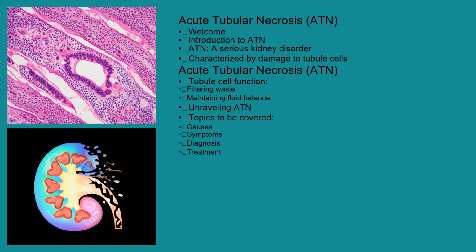Hello and welcome. Today we're diving into the world of kidney health to explore a condition called acute tubular necrosis, or ATN. ATN is a serious kidney disorder characterized by damage to the tubule cells of the kidneys, which are crucial for filtering waste and maintaining fluid balance. Join us as we unravel the causes, symptoms, diagnosis, treatment, and more about this critical condition.